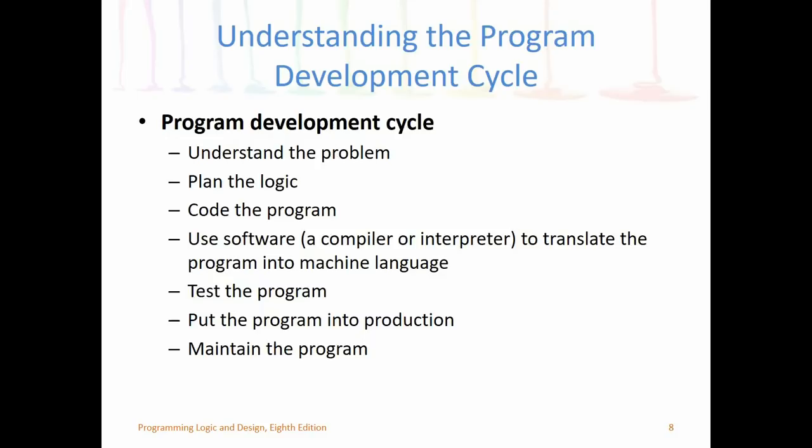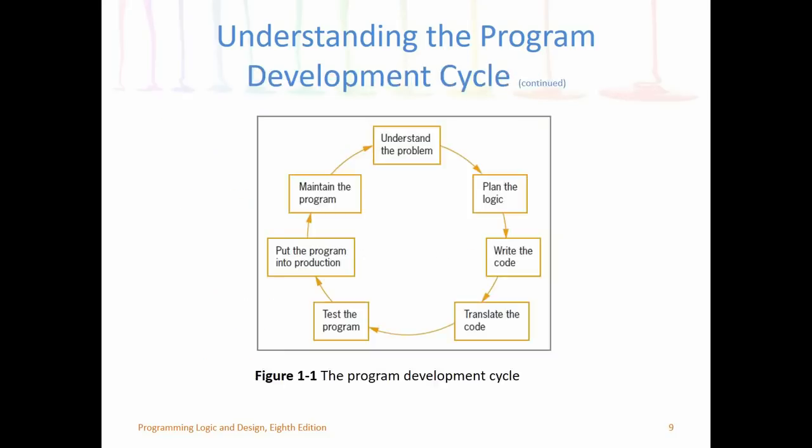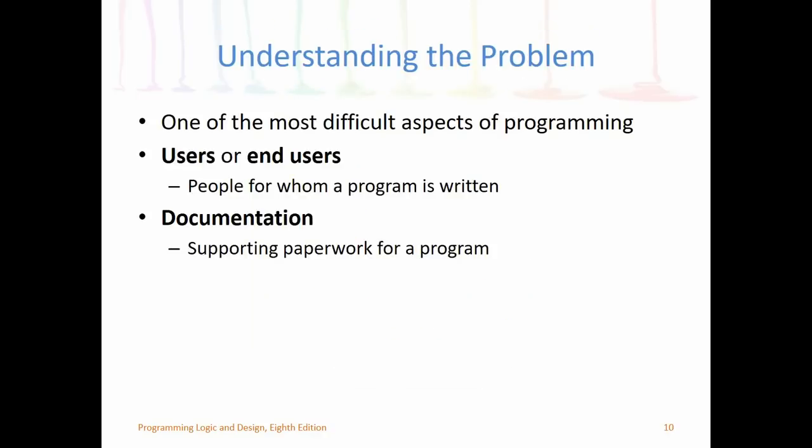Second step, you plan the logic. Sit down, understand how you are going to divide it. Then you code the program. You use the software to compile or interpret it, to translate it into machine language. Test the program. If it works, you put it into production. Then you keep maintaining the program. We will come to it in a few minutes. So: understand the problem, plan the logic, write the code, translate the code, test the program, put the program into production, and maintain the program.